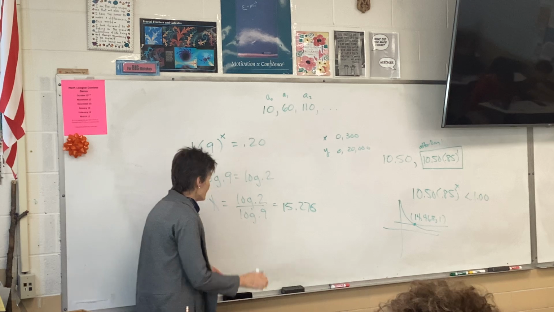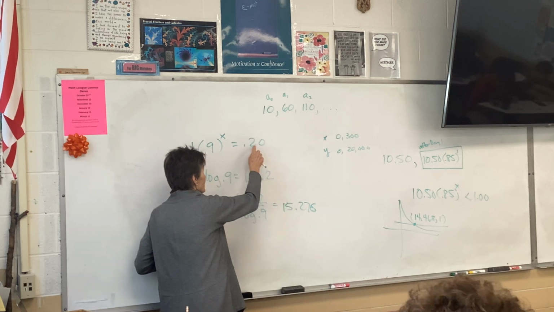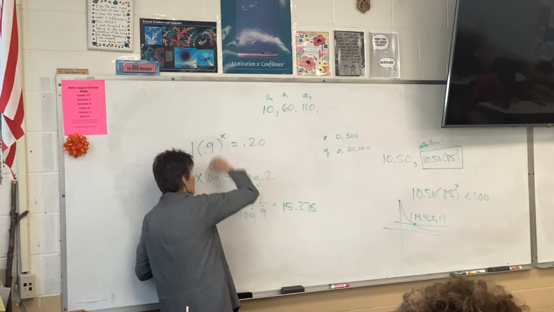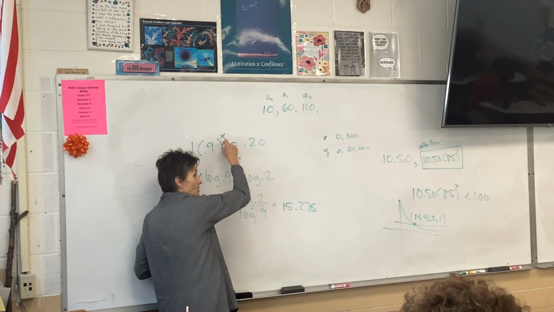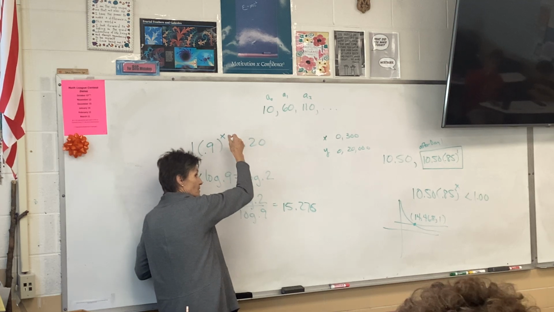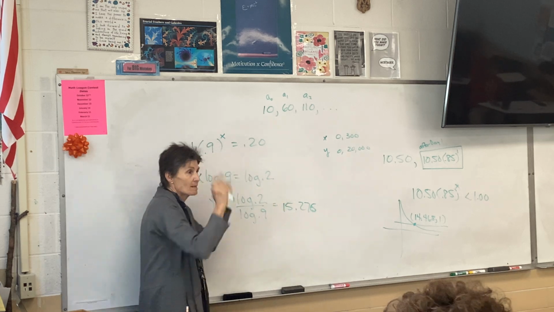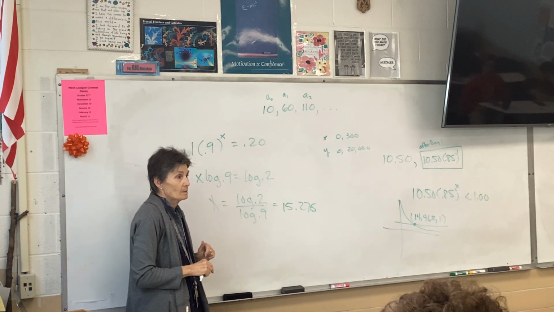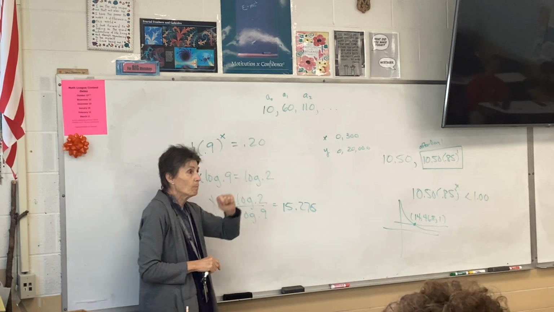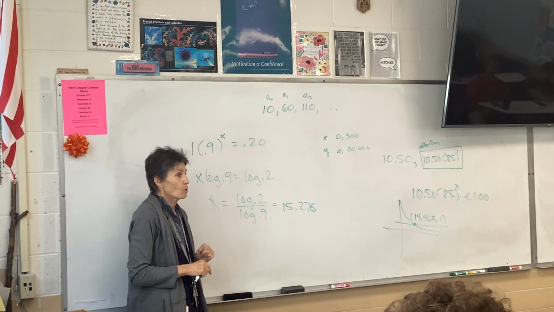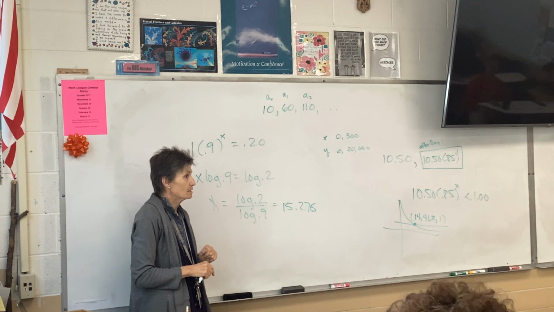So what does that number right there mean? That number means that every pump is an X. So 1 pump, 2 pumps, 3 pumps. So I have to pump it 15 point something times to make it exactly equal 0.2. So when is it going to be less than that? 16.